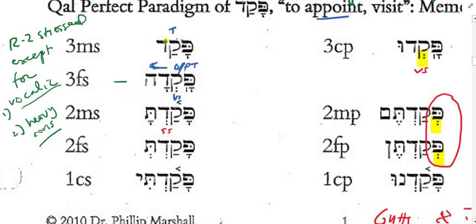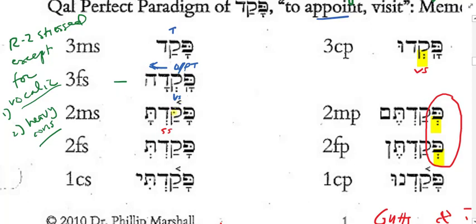Now, I take pakad from the 3ms and I add ta to the end and a silent shva under root 3, and I've got my form. Pakadta. So same vowels here. Pakadta. But where is my accent based on what you see here? The accent's on root 2. It's on the qof, right?